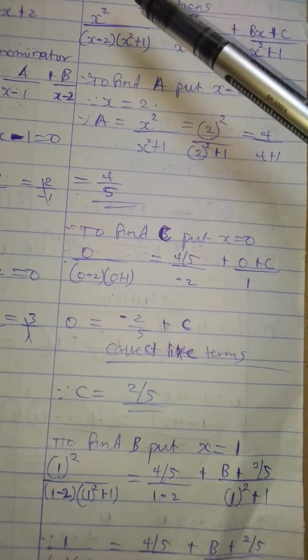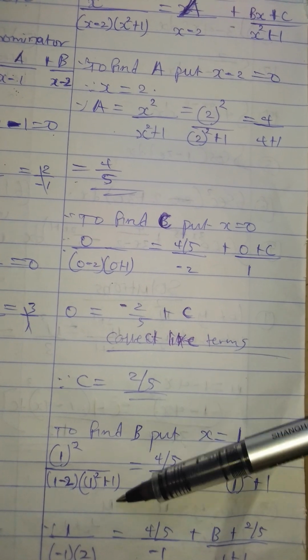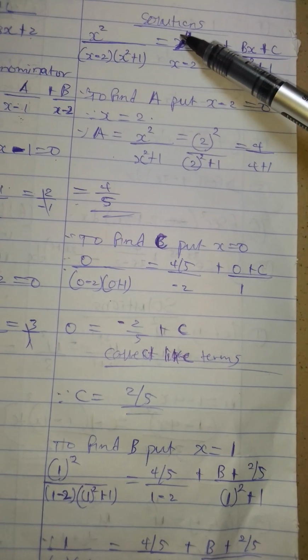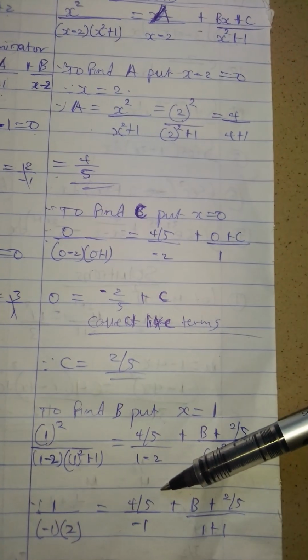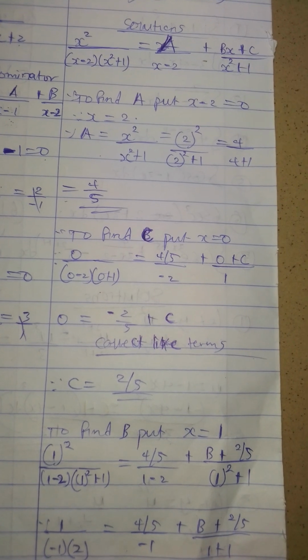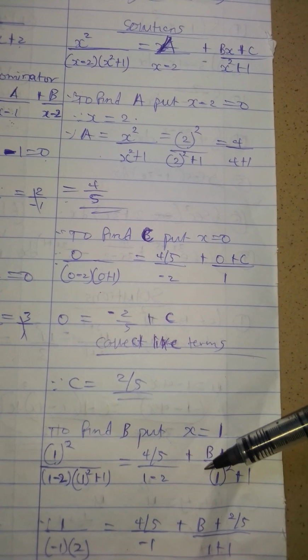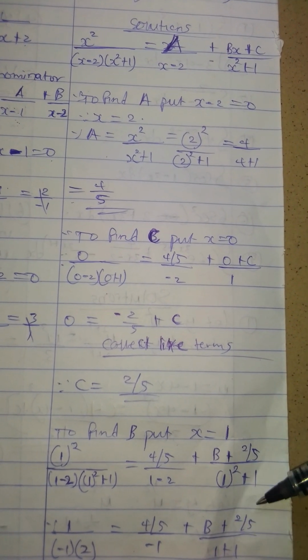So that becomes 1 all squared over 1 minus 2 by 1 squared plus 1, equals, a is 4 over 5 all over 1 minus 2, plus b, which is unknown. x is 1, so that becomes b plus c, which is 2 over 5, all over 1 squared plus 1.